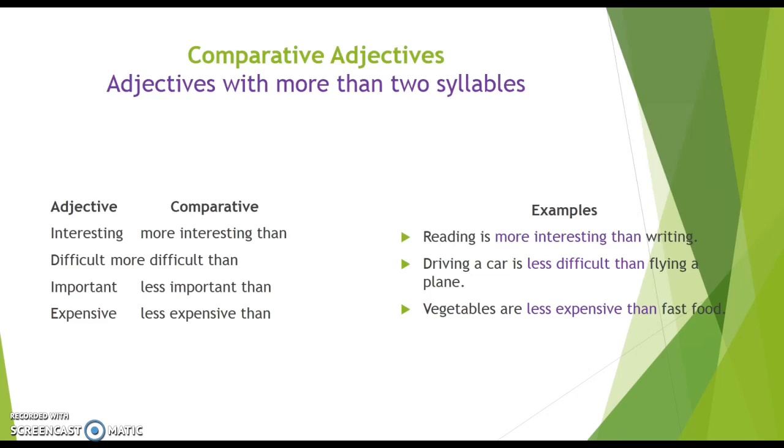So in this case, the rule is different because they are big words, adjectives with more than two syllables. For example, reading is more interesting than writing. Okay, I'm comparing two skills, reading and writing. Or driving a car is less difficult than flying a plane. Okay, two different activities in two different means of transportation. Or to say, vegetables are less expensive than fast food.